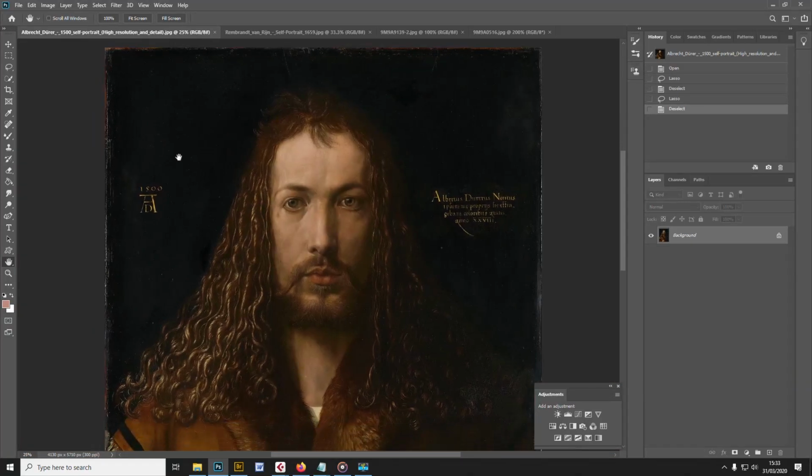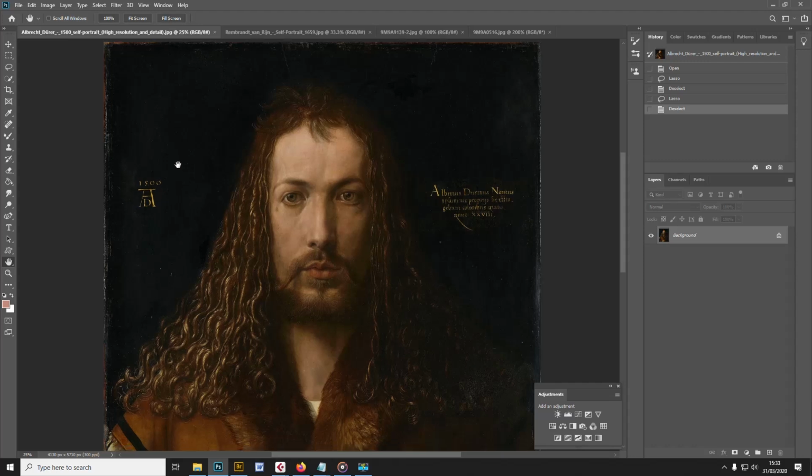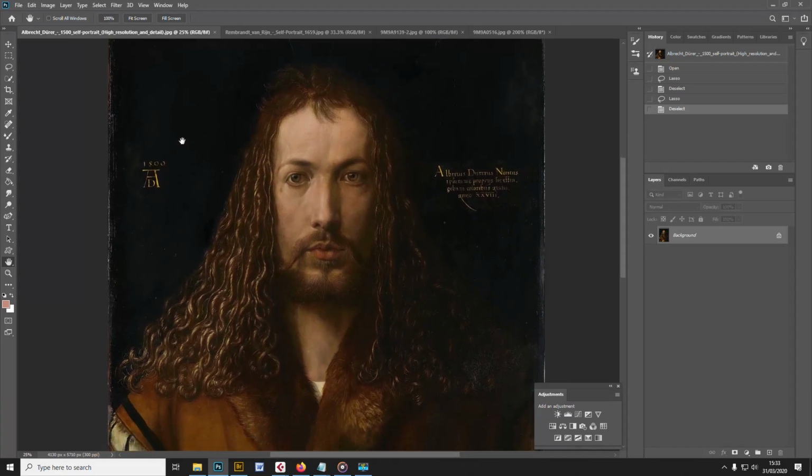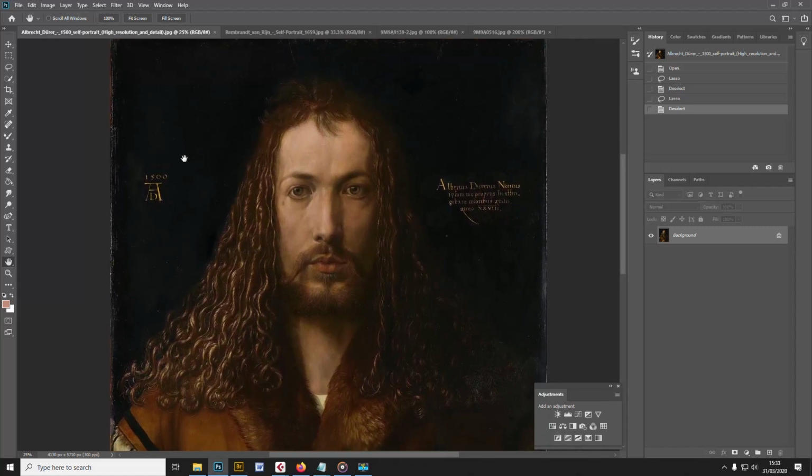I hope a bit of a curiosity there, but I hope you find that interesting, and perhaps you're encouraged to use Photoshop to look at some of these wonderful, very high-res images of paintings which are freely available through Wikipedia, Google Commons, and so on.